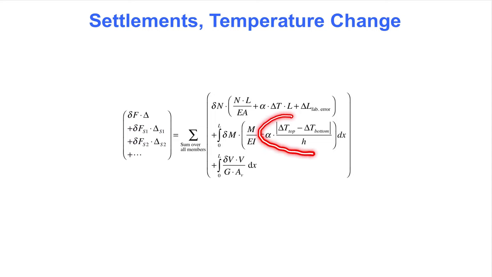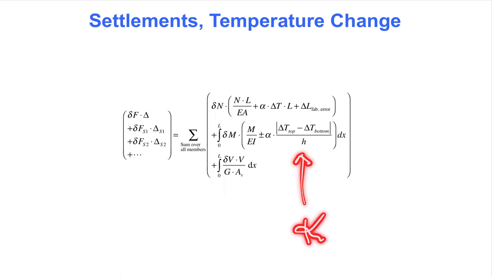Next, we look at the flexural effect of temperature change. This happens if the temperature change is different on the two sides of a beam or frame member. The temperature difference is here given in the numerator as delta T top minus delta T bottom. The lowercase h in the denominator is the height of the cross-section, namely the distance between the two surfaces of the beam that are experiencing temperature change. Alpha is again the coefficient of thermal expansion. Notice that this expresses real curvature due to differential temperature change.